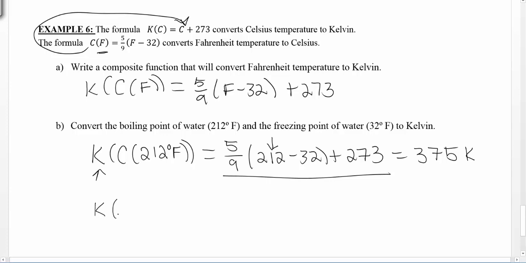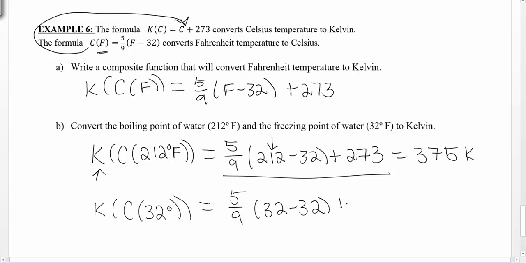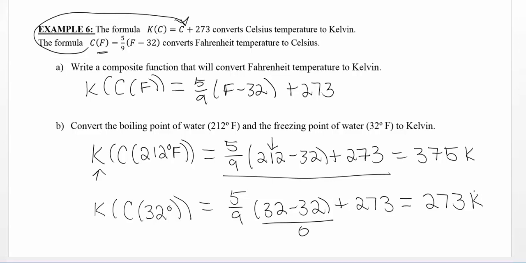Similarly, if I want to know the freezing point, I'm going to plug in 32 degrees Fahrenheit. So when I plug in 32 degrees, I get 32 minus 32 plus 273. I can see that this is going to be 0, which means that my Kelvin temperature will be 273 degrees Kelvin. So by setting up this composite function, I'm successfully able to go from Fahrenheit to Kelvin without having to go through the Celsius formula. That's one of the benefits of composite functions.